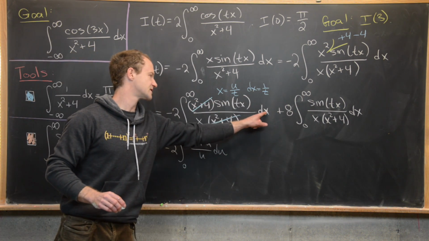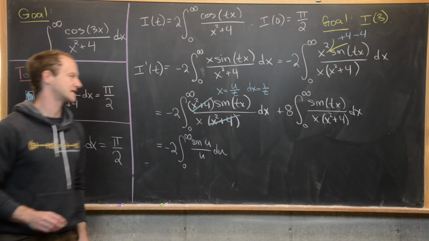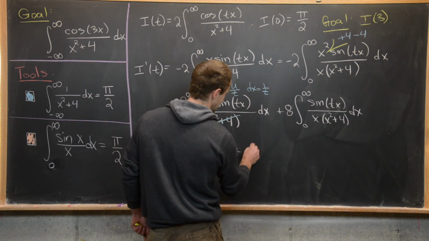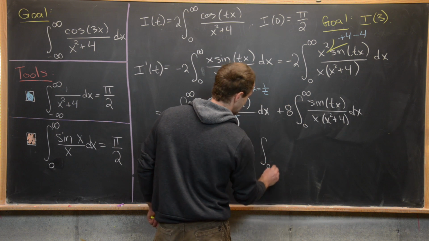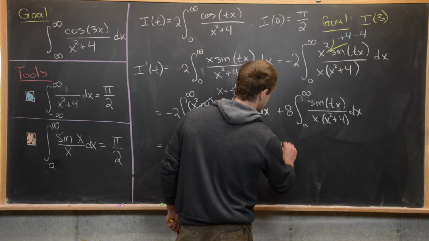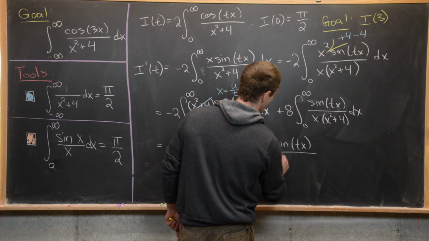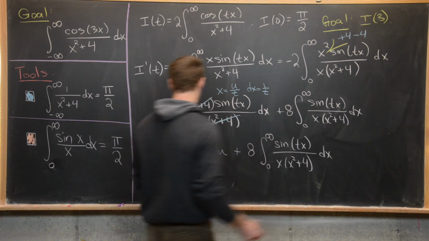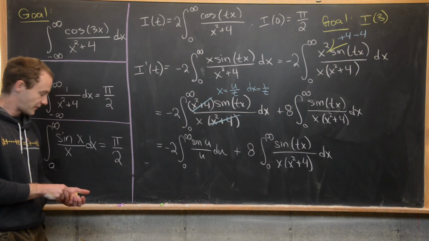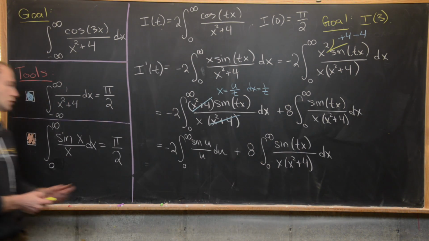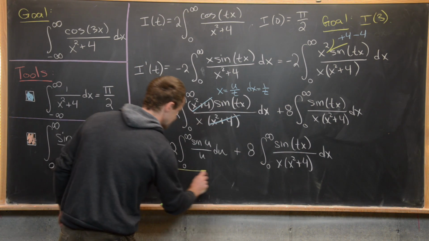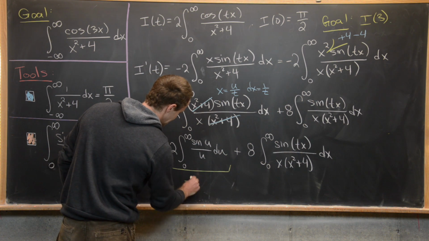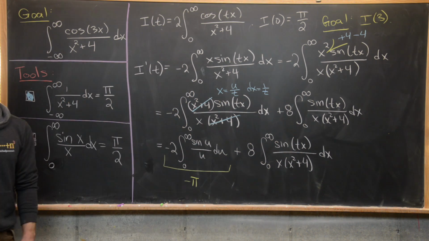Again, these t's canceled from this dx component and this x component. Great. And then we have this thing I'll just bring down. So we have 8 times the integral from 0 to infinity of sine of tx over x times (x squared plus 4) dx. And then from our second tool, we know that this integral is pi over 2. So that means this portion is equal to -pi.